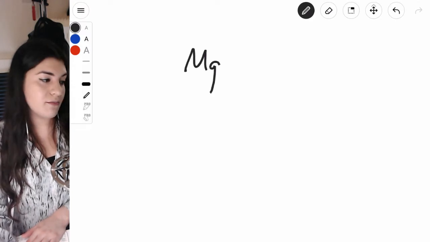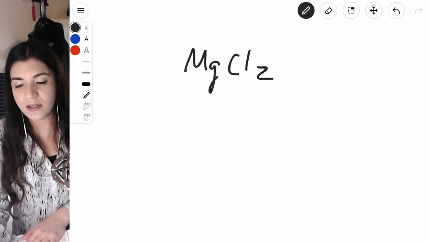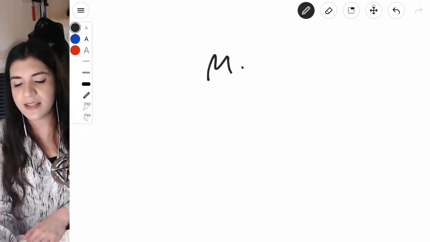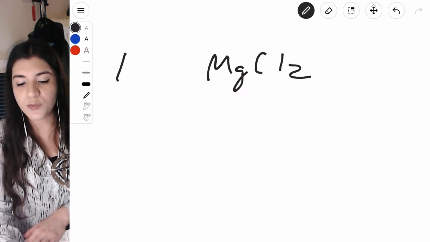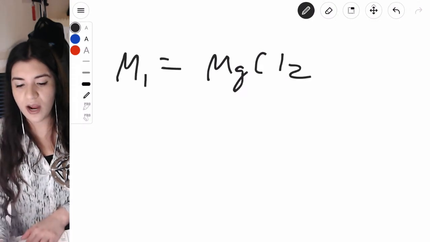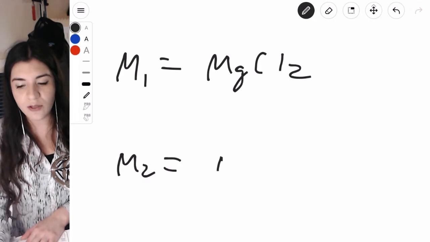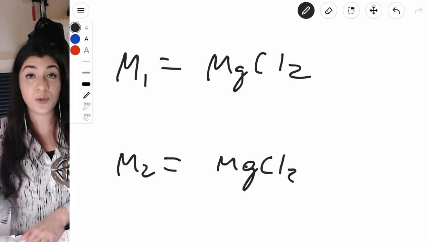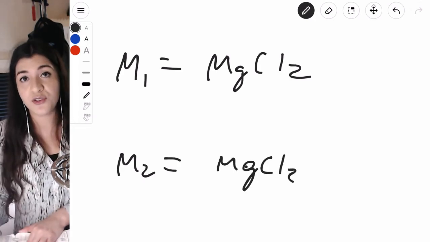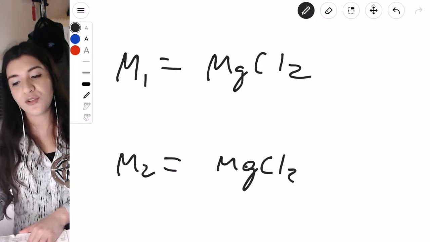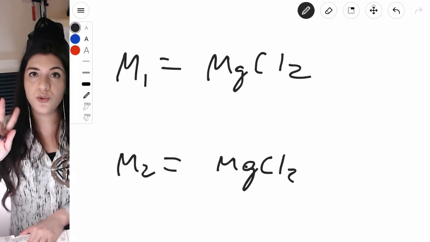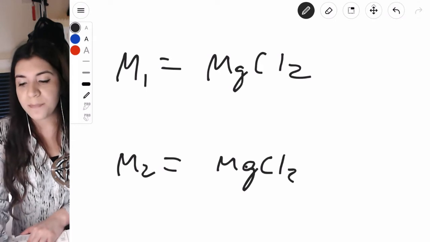Like if it were magnesium chloride, our first molarity would have to state it's magnesium chloride. The second molarity would still have to be magnesium chloride. It wouldn't be able to change. So that's how I know it's a dilution problem. It wouldn't be a dilution problem like this case because there were two different solutions. Okay.